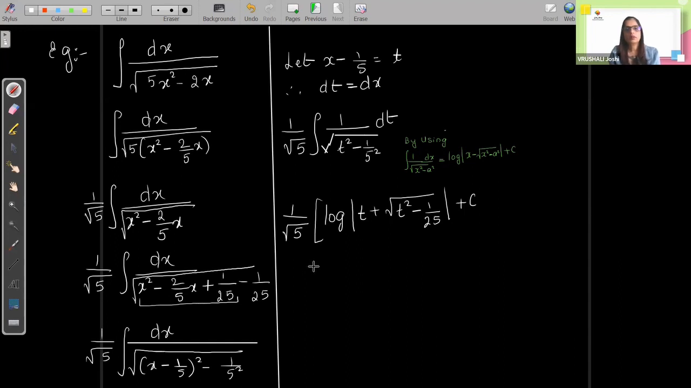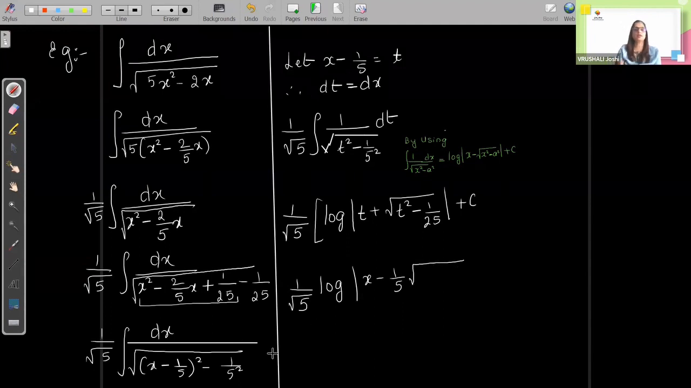Okay, 1/√5 is going to be log of modulus, in place of t what will come, x minus 1/5, because that's the formula. Our x is equal to 1/5. Correct. And into root of x square minus a square. See, our x square minus a square has come as 5x square minus 2x. Correct. So we can directly write here x square minus 2x/5. Correct. The x square minus comes from here, so we can directly write the same. Correct. Plus c. Right. I think that's what the answer is.